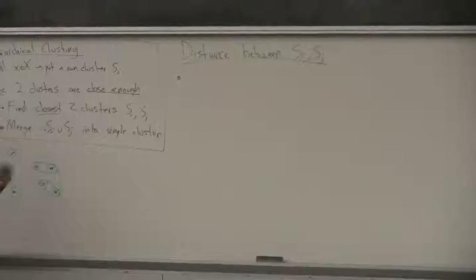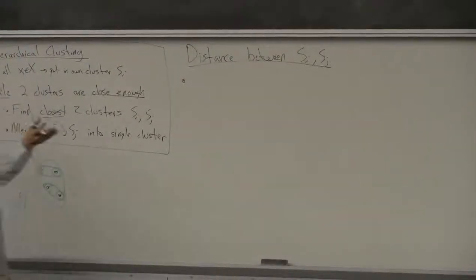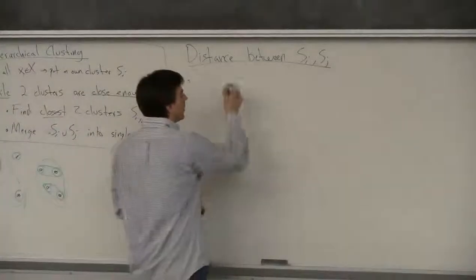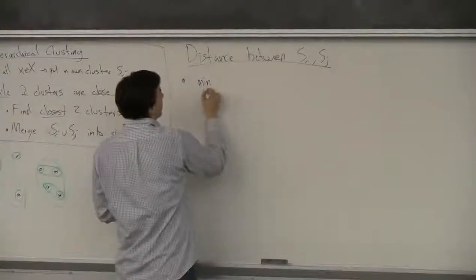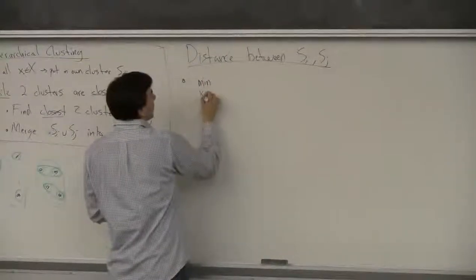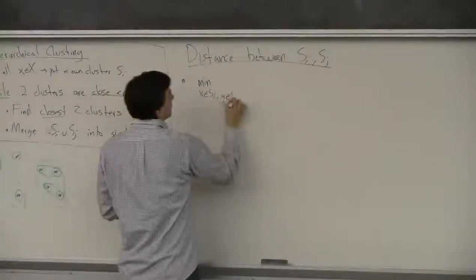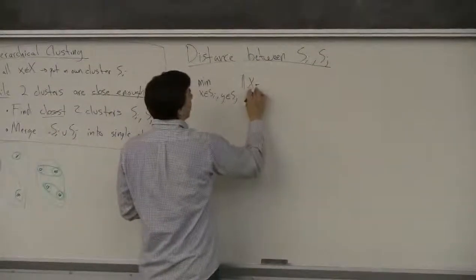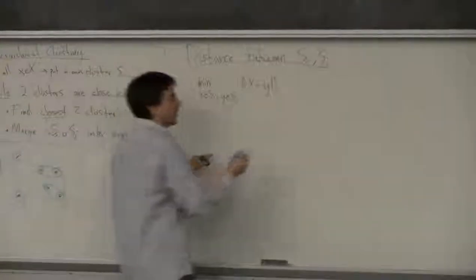Right. So I have 2 point sets. One point set may only have 1 point in it, right? But I have 2 point sets. How do I measure the distance? So what were some suggestions you had? Closest point in cluster. So the min of x in Si and y in Sj of the distance, x minus y. Right. So this is the closest point in both clusters.